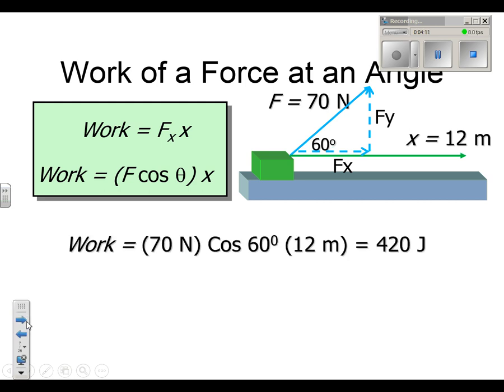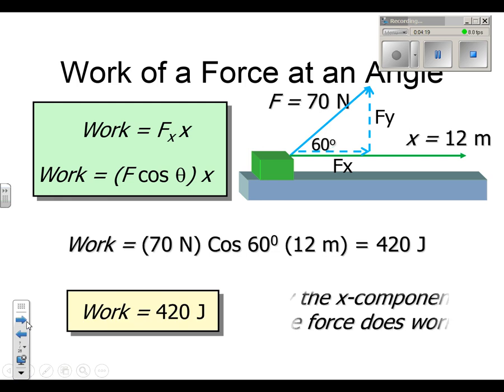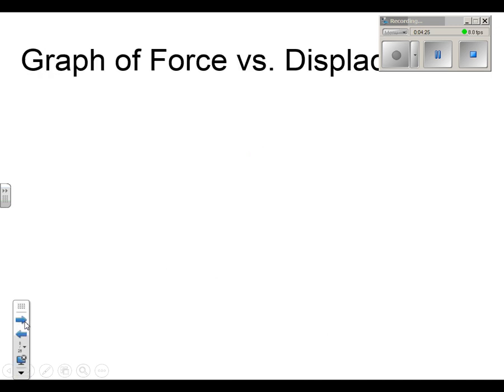So we would have 70 newtons multiplied by the cosine of 60 to get the Fx value, and then we would multiply that by the 12 meters, which would give us 120 joules. So only the x component of the force is doing any work though. So that's something just to remember.